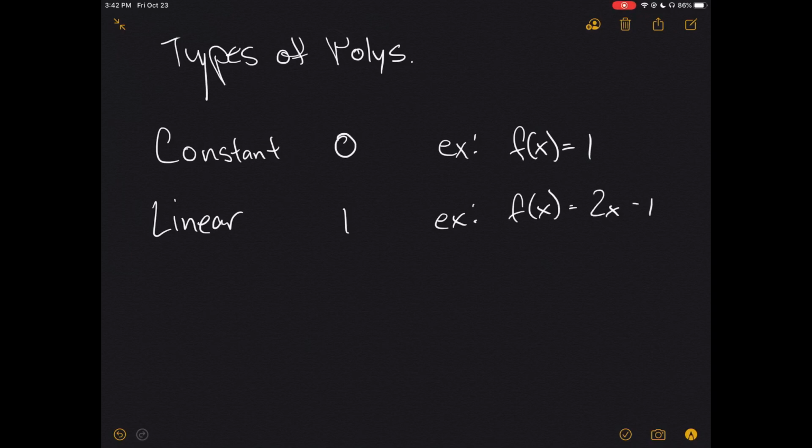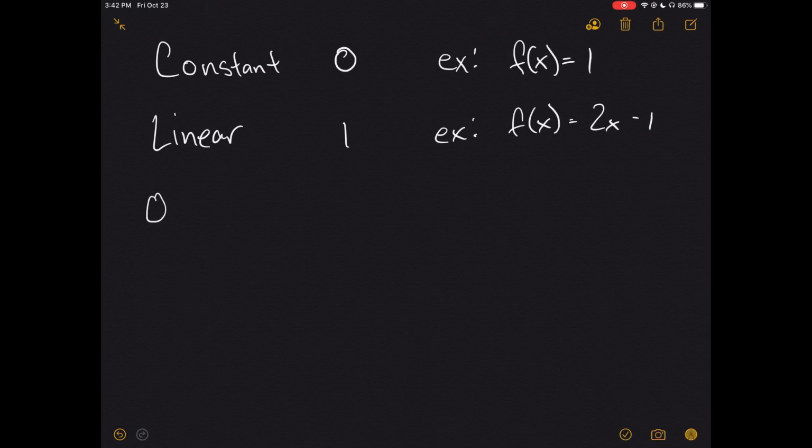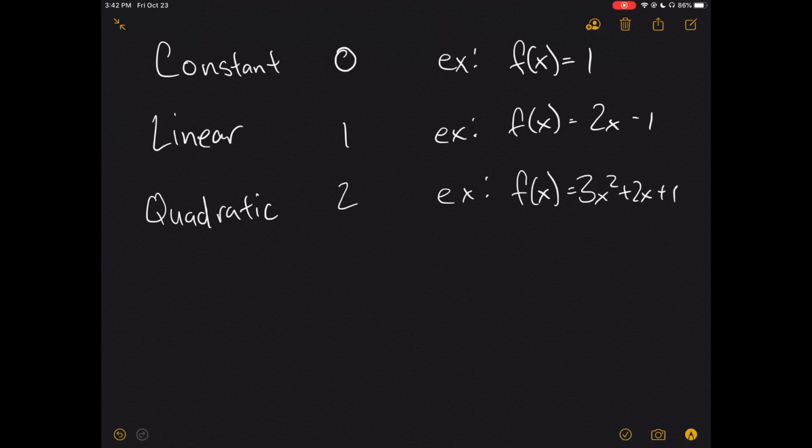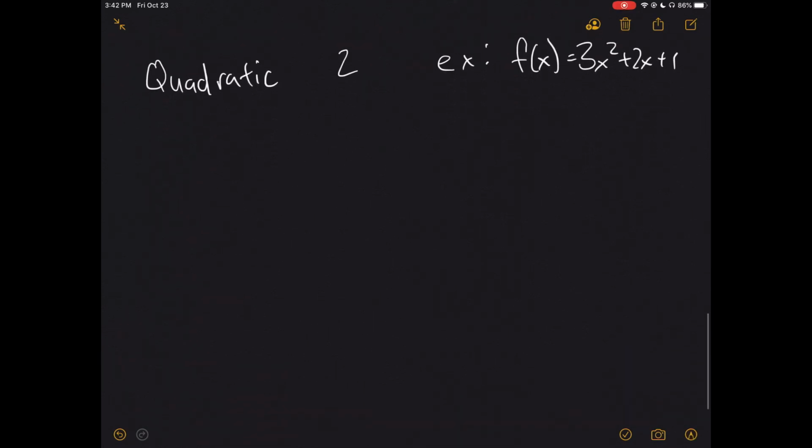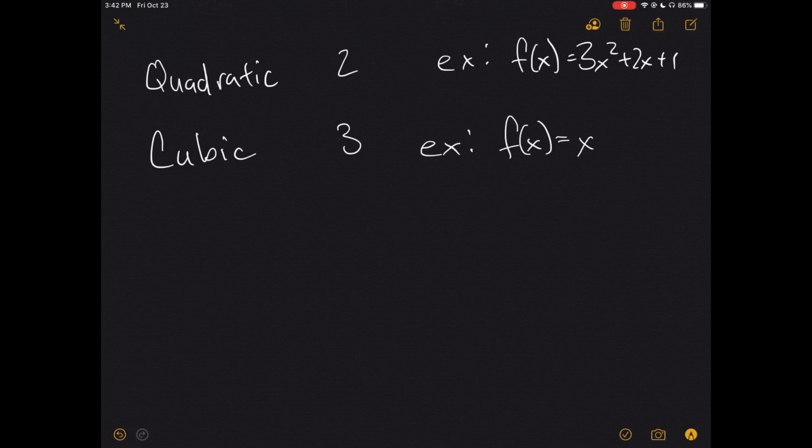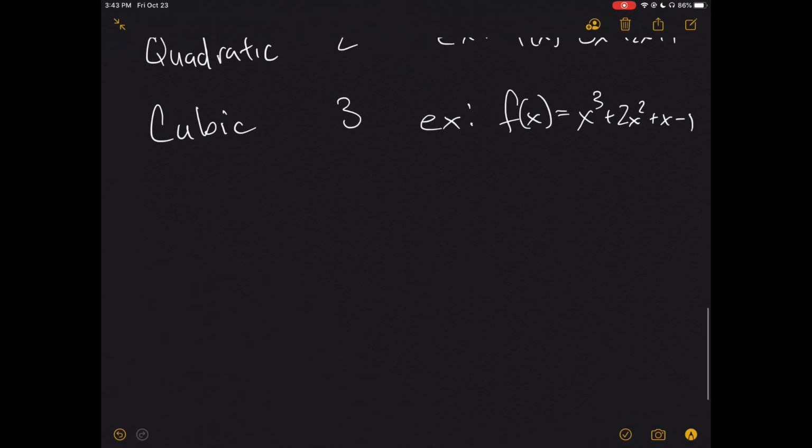Our next degree is a first degree, which is a linear, and so that's something that's in like slope-intercept form, right? F of x equals 2x minus 1, okay? Quadratics, we're very familiar with these, hopefully. Quadratics have a degree 2, and that's something like f of x equals 3x squared plus 2x plus 1, right? And so each of these are going to be written in standard form. The new ones are going to be third degree, which we call a cubic, okay? And so a cubic is something like x cubed plus 2x squared plus x minus 1. As long as it's got the highest degree term being x cubed, then it's a cubic.